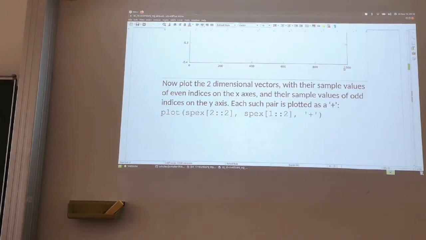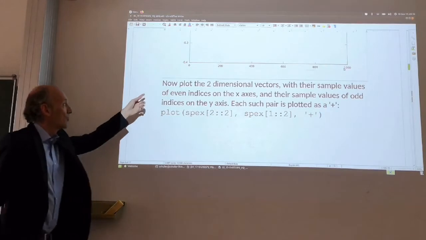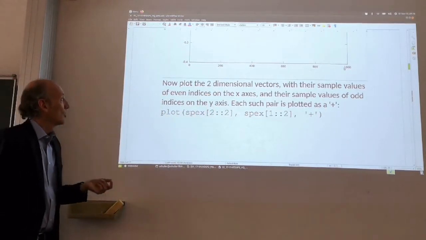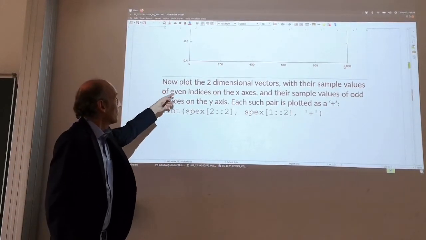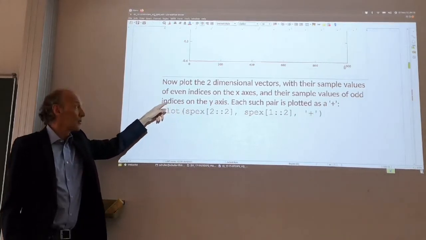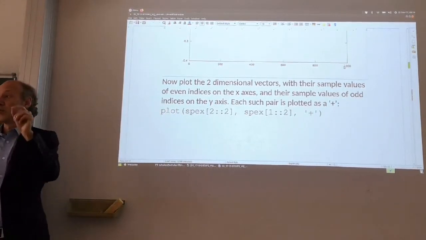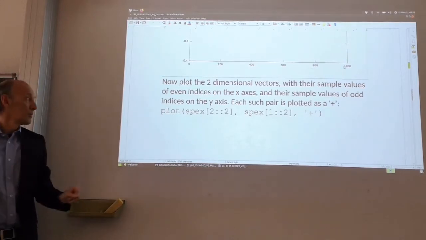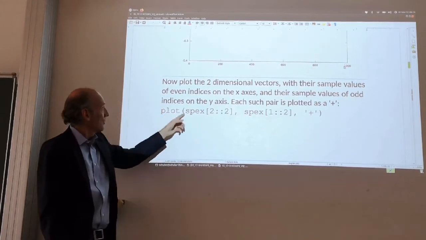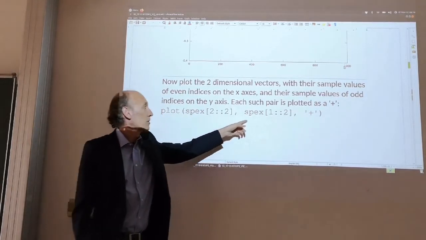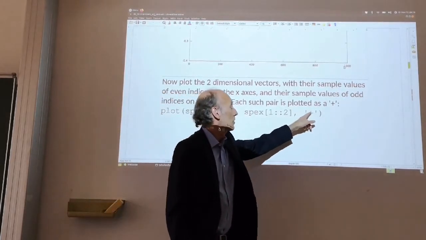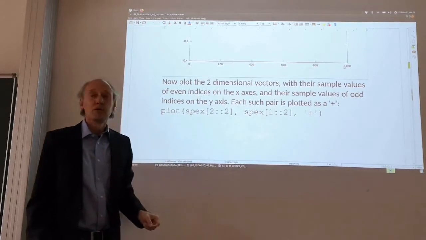So now we can actually take two-dimensional vectors by grouping them into pairs of two. And then we can plot the even indices on the x-axis and the odd indices on the y-axis, so that we have a point for each of those vectors. And here you can see it. Here's the x-axis in the plot. The first argument is the x-axis, the second argument is the y-axis. And then for each point I'm using the plus sign to plot it.